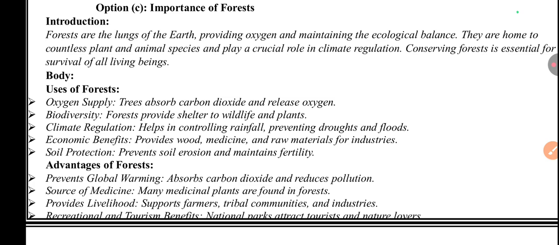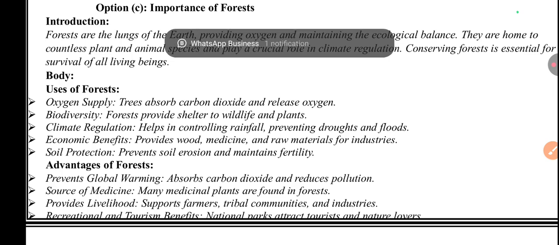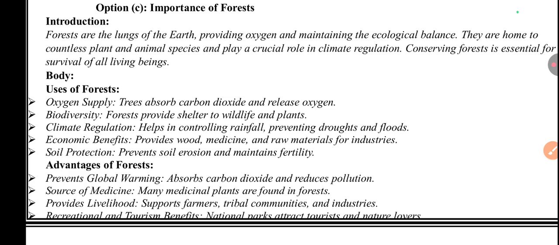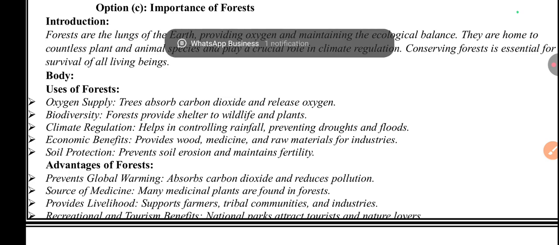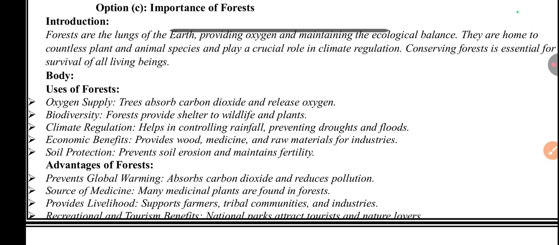Body, uses of forest: oxygen supply. Trees absorb carbon dioxide and release oxygen. Biodiversity: forests provide shelter to wildlife and plants. Climate regulation: helps in controlling rainfall, preventing droughts and floods. Economic benefits: provides wood, medicine, and raw materials for industries. Soil protection: prevents soil erosion and maintains fertility.